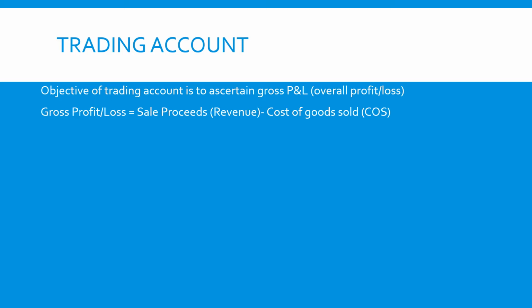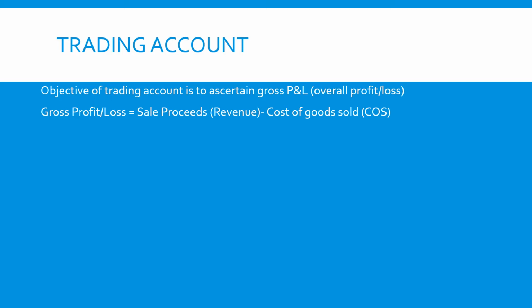Now what is this gross profit or loss? Gross profit is nothing but sales proceeds minus cost of goods sold. When your sales proceeds are higher than your cost of goods sold, that means you have a gross profit. But when your cost of goods sold is higher than the sales proceeds, or basically the revenue, then you end up with a gross loss.